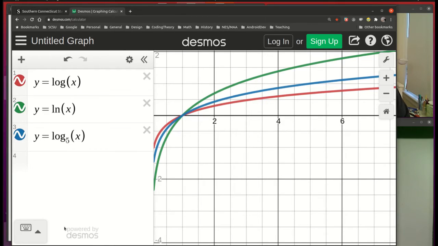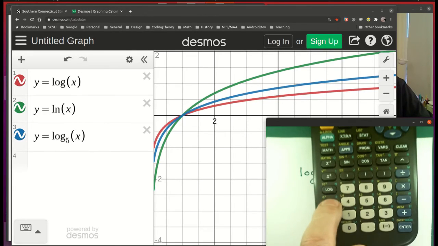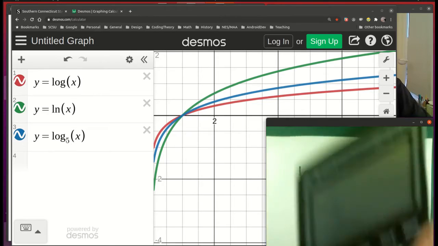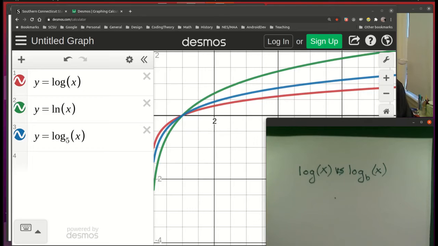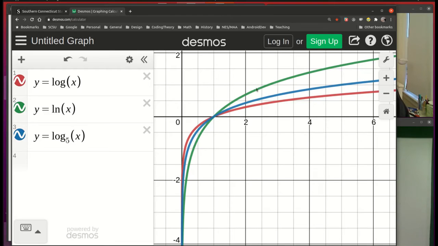Now, Desmos does allow you to do logs to funny bases, but if you've got a calculator, the only logarithms the calculator has are log and natural log. So if you want bases other than that, you have to know the change of base formula. So how does the change of base formula work? Well, the easiest way to say this is that all logs are scaled versions of one another. The logarithm to any base is just a vertical scaling of some standard one. We could use the green guy or we could use the red guy.